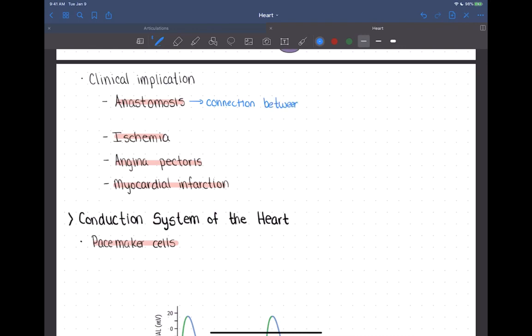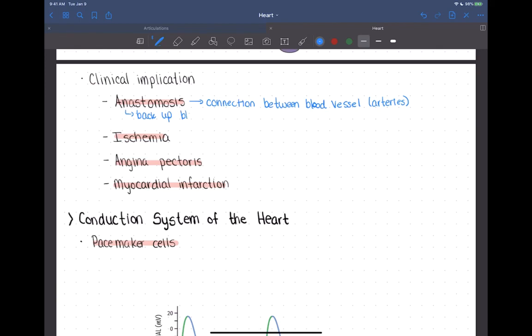You can have a few different kinds of anastomoses. You can have connections between arteries and veins that are directly connected with no capillary bed in between. But in this case, with the coronary circulation, we are specifically talking about between arteries. And this is important with coronary circulation because it provides backup blood flow to the heart.